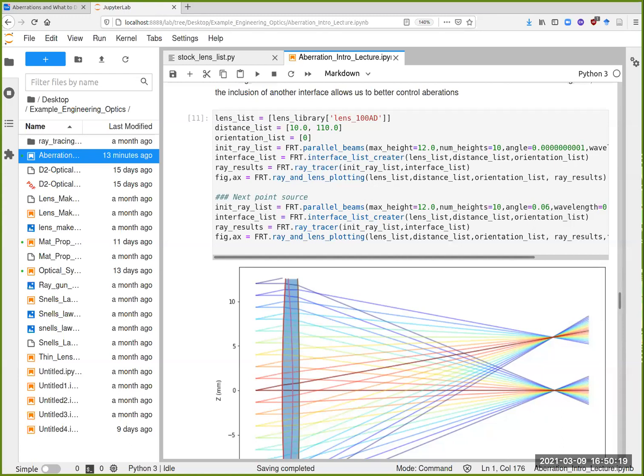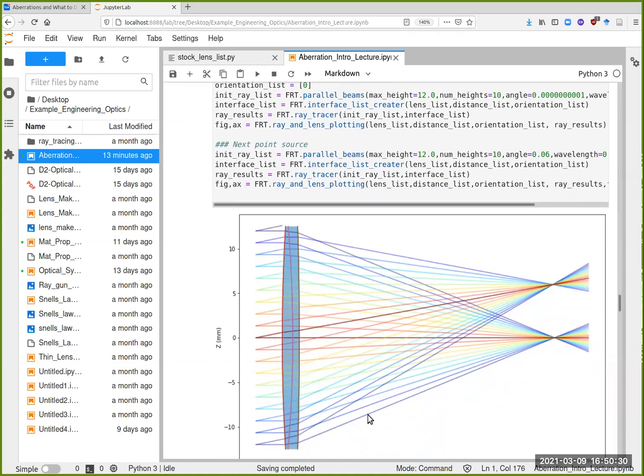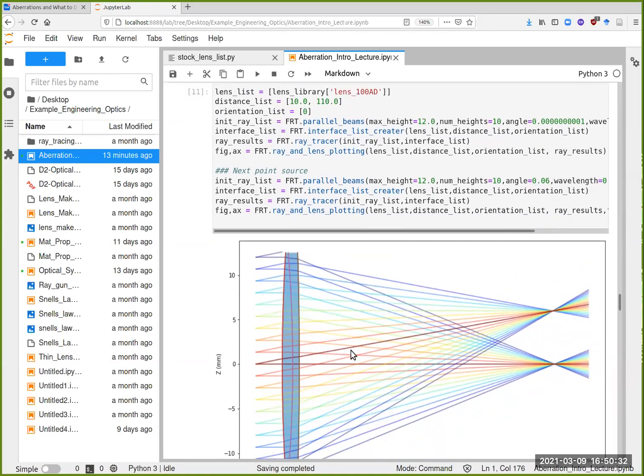And if we look at our notebook now, this time I've set up an achromatic doublet. So it's a 100 millimeter achromatic doublet. So it still has the same focal length as our plano convex lens, but this will be much more corrected for spherical aberration, coma, and astigmatism. So all those will be much better corrected. And you can actually see it over here on the right-hand side. The focal points are much cleaner.